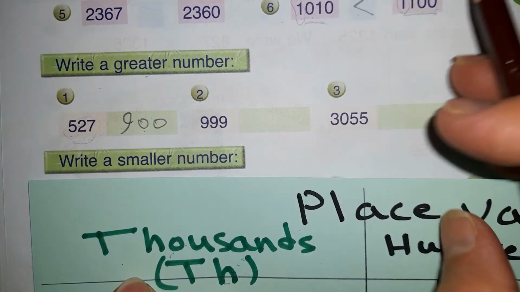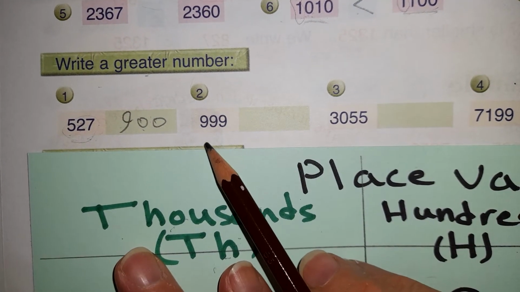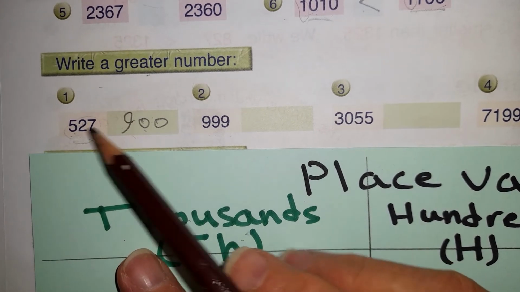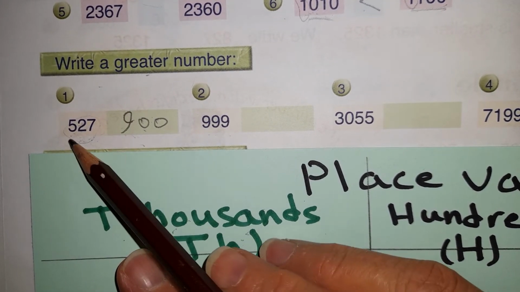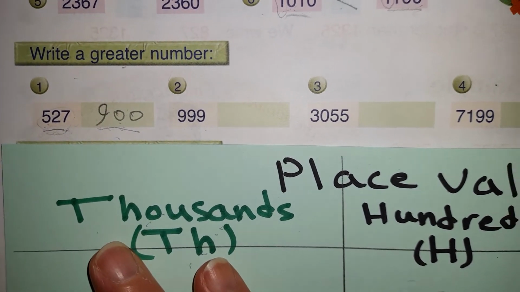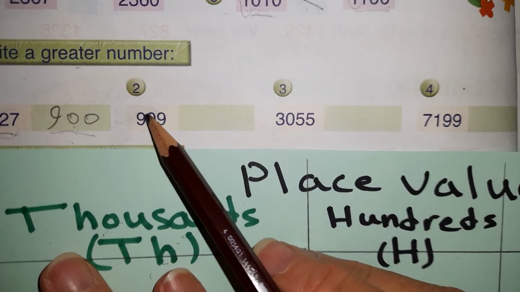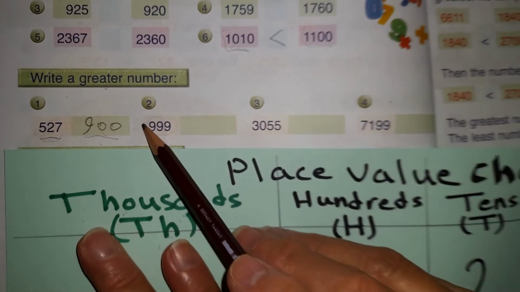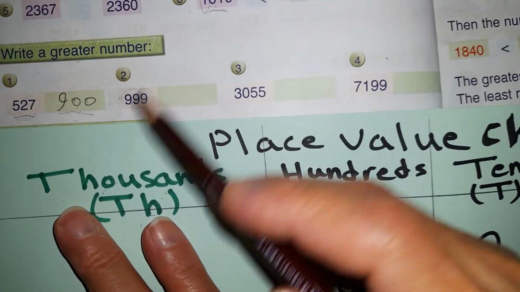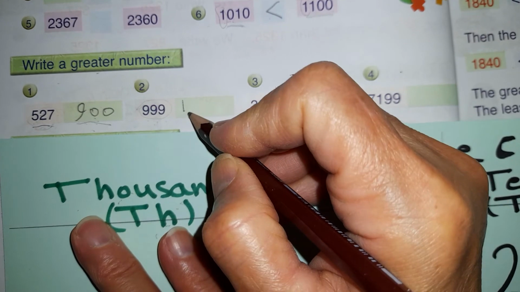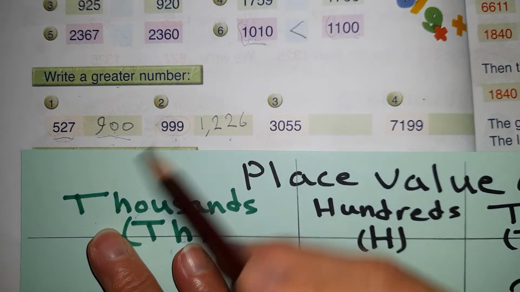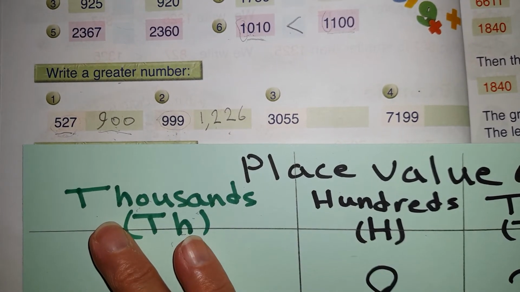And I can solve it in another way. For example, for this one, 999. In this question, I wrote a number with the same number of digits, 3 digits, but this one is greater. Here, 999 is a number with 3 digits. I need to write a number that is greater. I will write a number with more digits. So I will write, for example, 1226. This number is greater than this one because it has more digits.